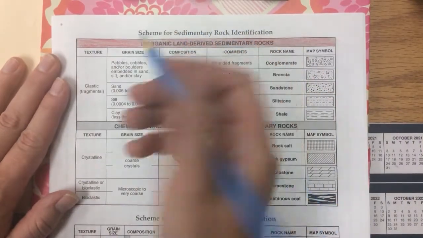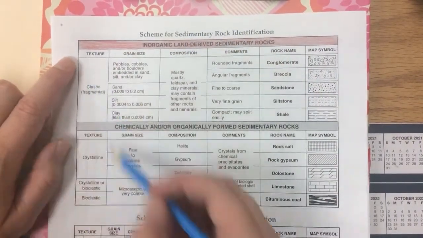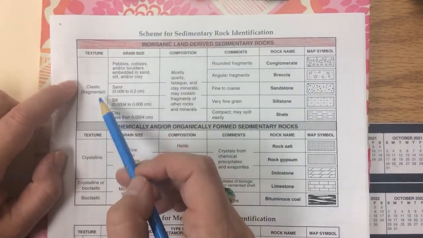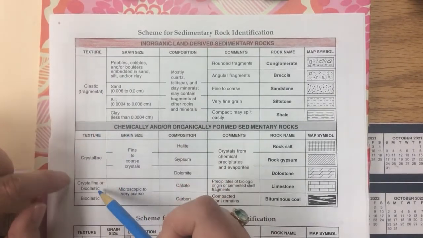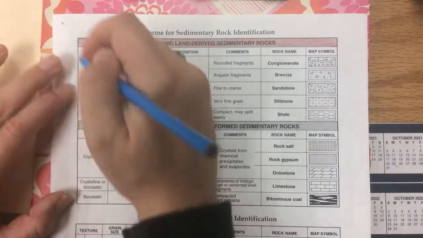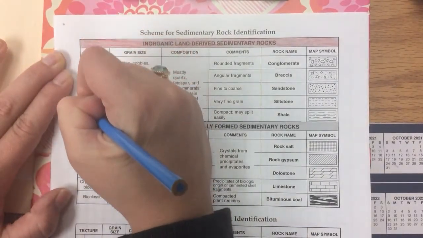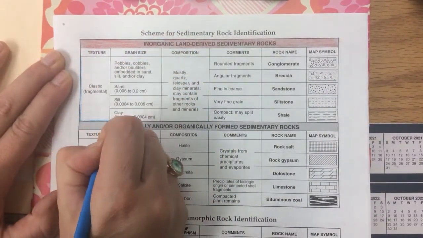I'm going to go to blue. And so when we're identifying sedimentary rocks, looking at the texture is going to be the first step. You have to determine, okay, is it clastic, crystalline, or bioclastic? So let's talk about clastic first. The majority of your sedimentary rocks are going to be clastic.